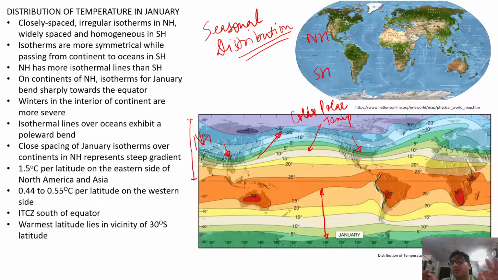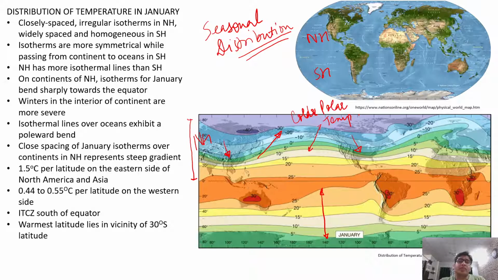January, listen to this very carefully. The poleward bend of isotherms over the ocean tells us that in the month of January, the oceans are relatively warmer than the land masses. Oceans are relatively warmer than the land masses. We will discuss this in detail when we are doing the specific heat capacity in detail. But as of now, you should know that the poleward bend of the isotherms over the oceans of northern hemisphere during January tells us that the temperature of the oceans is more than the land masses.